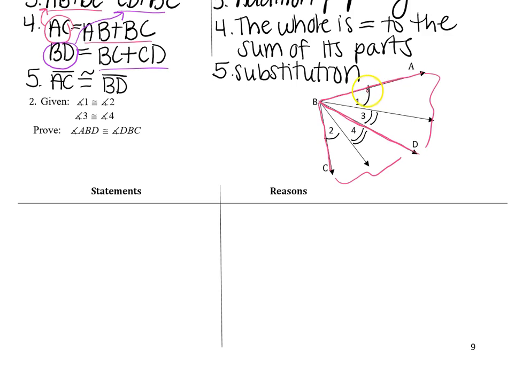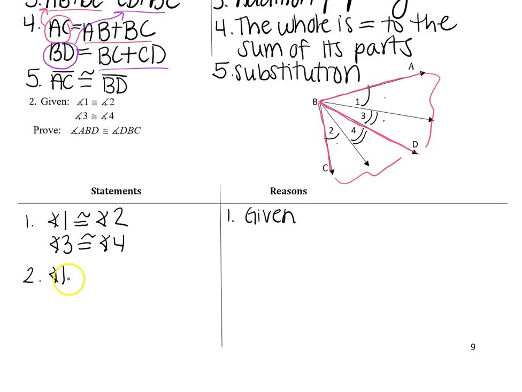Okay, so I'm trying to show that this is congruent to this. So I got 1 and 2. I know 3 and 4 are congruent, so if I add these together and add these together, that would make up the whole angle, and then those would be congruent. So starting with what they gave me, I'm going to add 1 and 3, and I'm also going to add 2 and 4. And that's just our addition property.